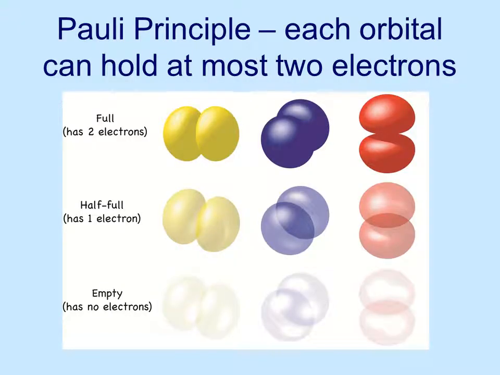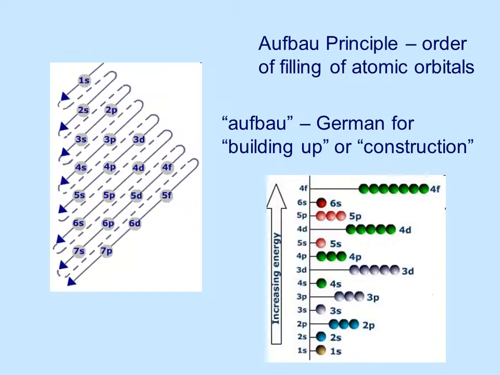Now, there are rules that we have discovered about how orbitals get electrons. And this is called the Pauli principle, named after the gentleman that discovered this. Each orbital can hold at most 2 electrons. So you could have a p orbital that has no electrons, a p orbital that has 1 electron, or a p orbital that has 2 electrons. And we're going to see that there are other principles involved in filling these orbitals also. But each orbital can only have up to 2 electrons.